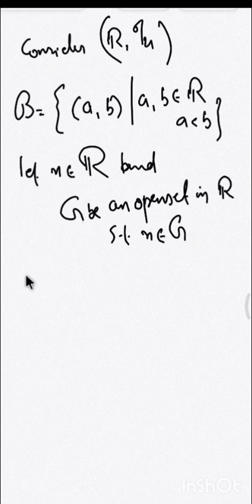Okay, then we need to find an element in between the element and the set G from script B. Since G is an open set and x is an element in G, what can you say about it? G is open, which implies G is a member of tau u.